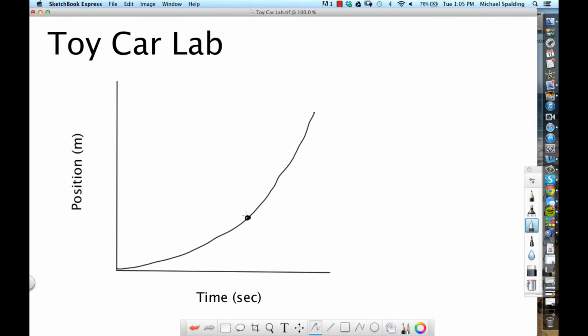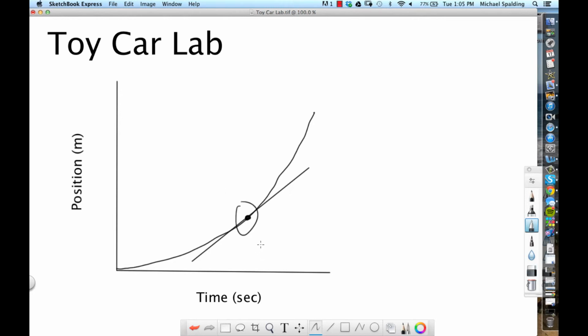How do you find a velocity when you have only one point? You first do what? The tangent line. So you're going to go to that point. You're going to do the best. Now there's human error here. It's not going to be 100% perfect. You're going to do the best you can and draw in what we call a tangent line. The slope of that tangent line is going to be the velocity at this point.